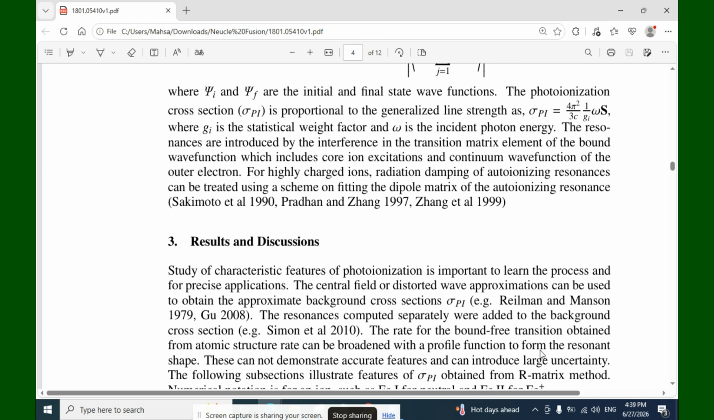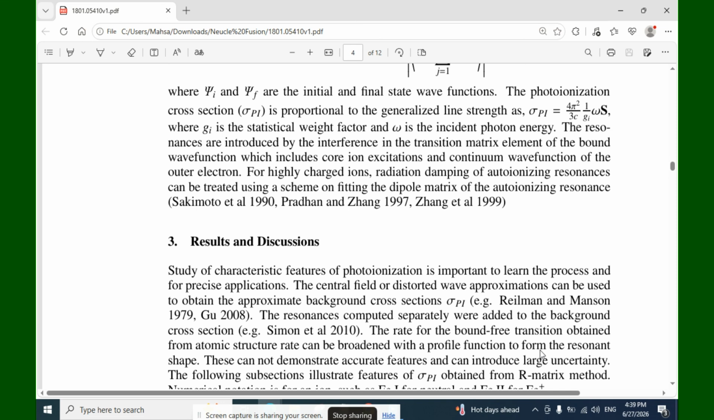For highly charged ions, radiation damping of autoionizing resonances can be treated using a scheme of fitting the dipole matrix of the autoionizing resonance. Sakimoto and his colleagues in 1990, Pradhan and Zhang in 1997, Zhang and his colleagues in 1999.